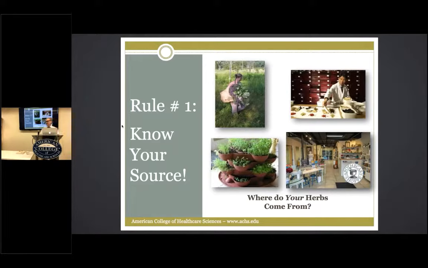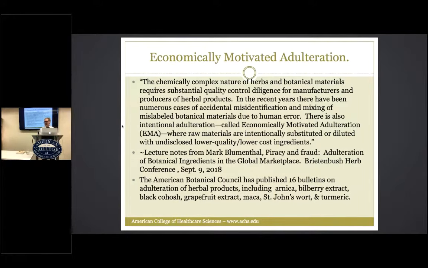So know your source. One reason that is so important is that a hot topic right now in the herbal world is the issue of economically motivated adulteration. Now, herbs are very complex. There's issues of quality control. Sometimes there's contamination by accident. It's not intentional, but it does happen.